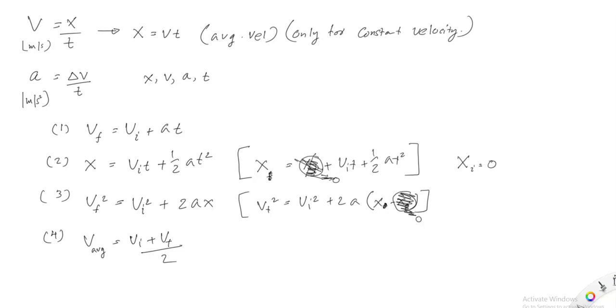Alright, so these four equations are called kinematic equations, or equations of motion. These are very useful, we can solve a lot of interesting problems. So we're going to talk about a few examples. Okay, so let me erase this and move on to a few example problems.